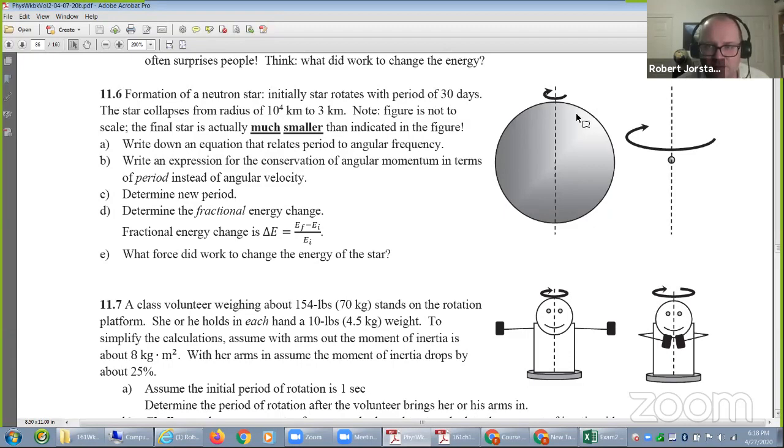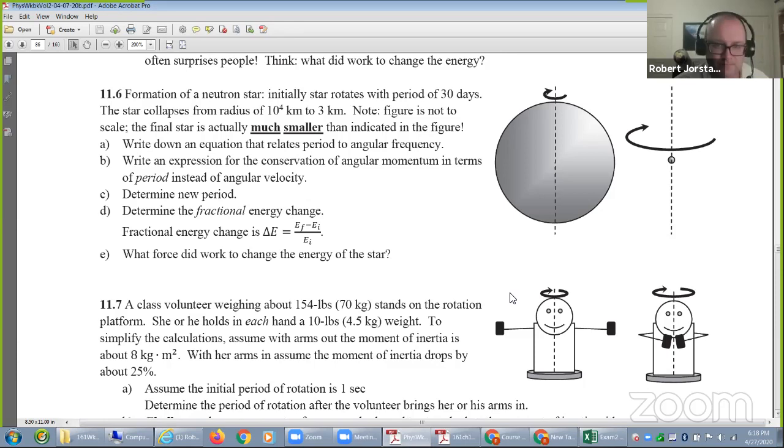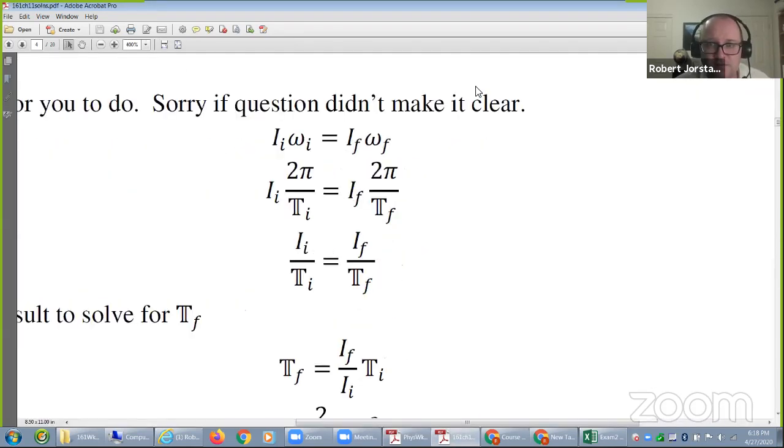This is a rotating object that changes its shape. So I'm going to use this method now. If I have a rotating object like a figure skater that brings her arms in, or a planet that collapses, we're going to use this style. So here's the equation. Whoops. So we got this.